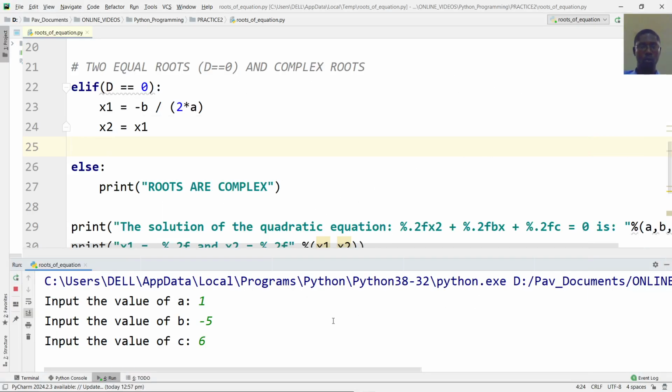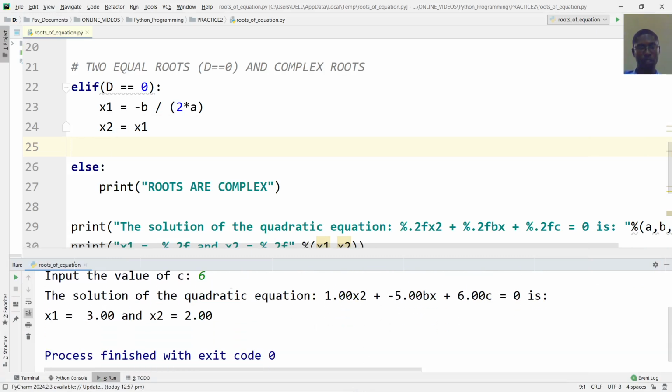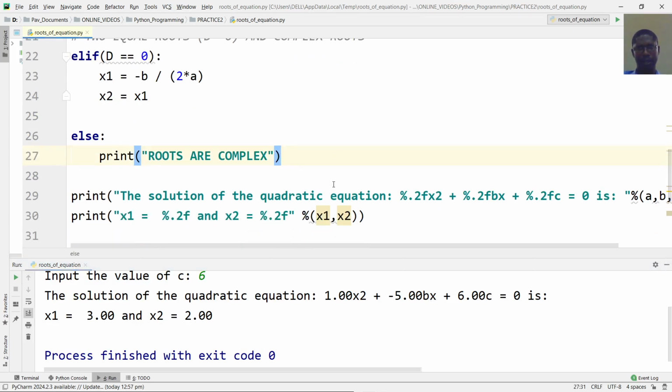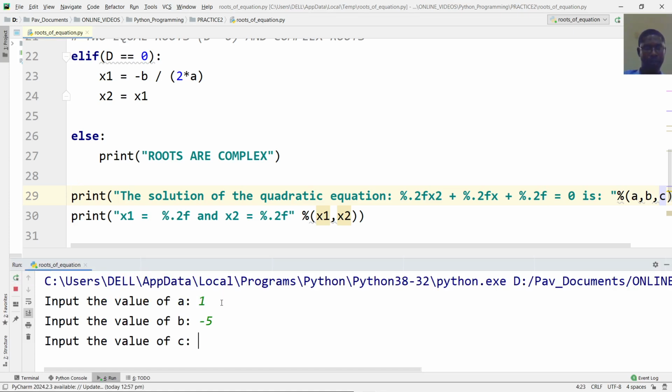you can see now it has actually brought out the computation for us. So you can see this is 1x squared minus 5, minus 5x is supposed to be x, I think. Let's correct that here. There's not supposed to be a b here, and there's not supposed to be a c here. I think so. Yeah, so let's rerun it again. 1, negative 5 and 6.